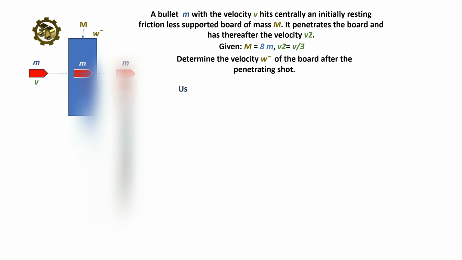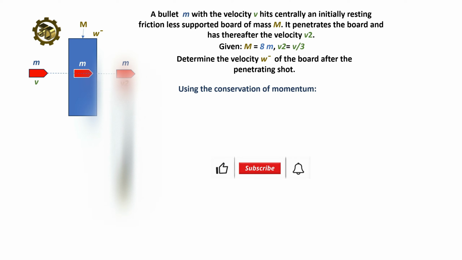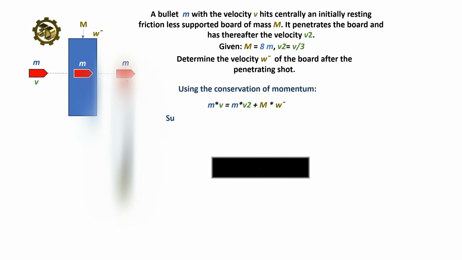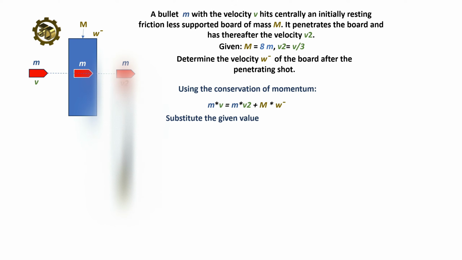Using the conservation of momentum, m times v equals m times v2 plus the mass of the board times w. Substitute the given values into the equation. m times v equals m times v divided by 3 plus 8 times m times w.